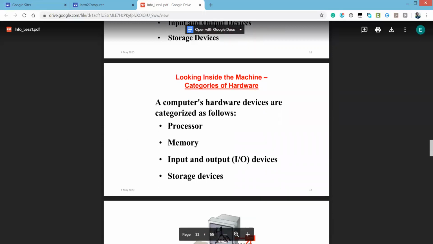So now looking inside the machine, we have categories of hardware. We have the processor, we have the memory, we have the input and output devices, and we have our storage devices. So basically put, when we talk of a computer's hardware devices, this is what we are talking about. And these are things that are inside the computer. The processor can be found inside the computer, the memory can be found inside the computer, the input and output devices are both ways, and we have our storage devices that are also both ways. But mainly, we have our storage device inside the computer that holds the operating system and all that.